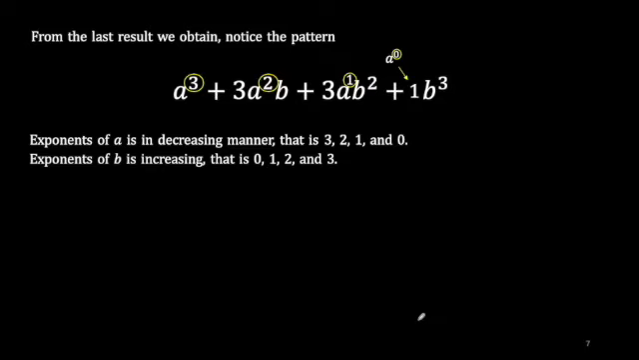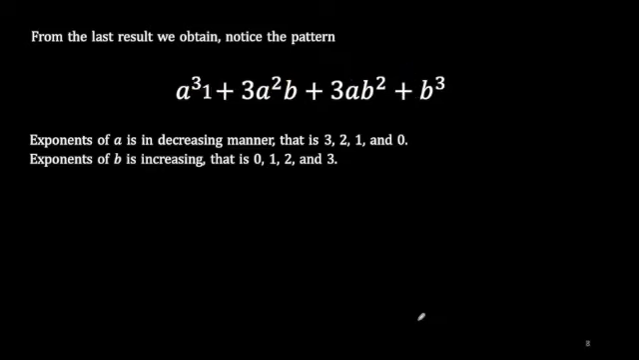Exponent of b is increasing. That is 0, 1, 2, and 3. Again, in this form, a cubed can be written as a cubed times 1. 1 is also b raised to 0. Then, we have b raised to 1, b raised to 2, and b raised to 3.